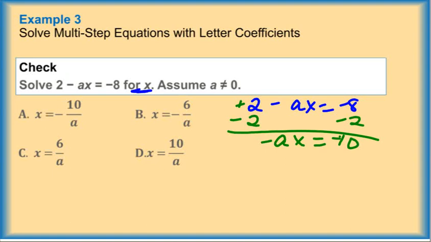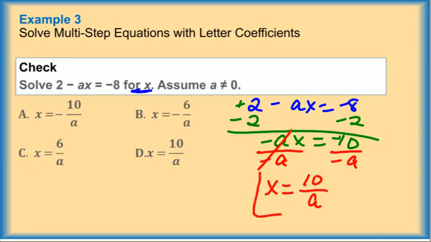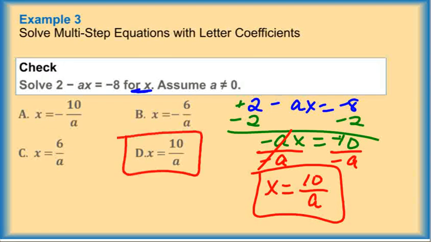Now to get x by itself, I need to divide by a -a. Whatever I do on one side, I do on the other, and I'm left with x equaling -10 divided by -a is a +10 over a. My answer would be x equaling 10 divided by a, which would give us choice D.